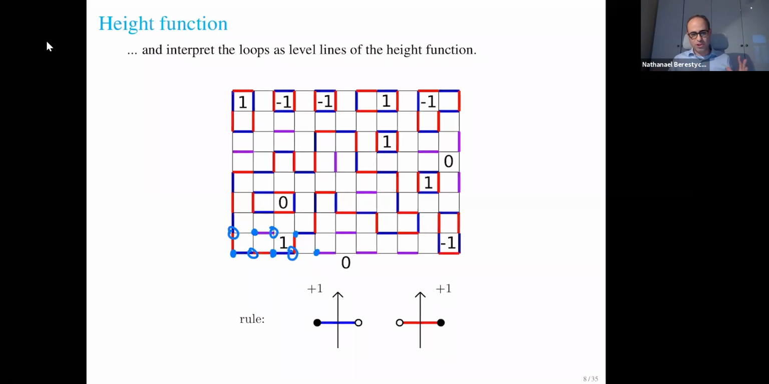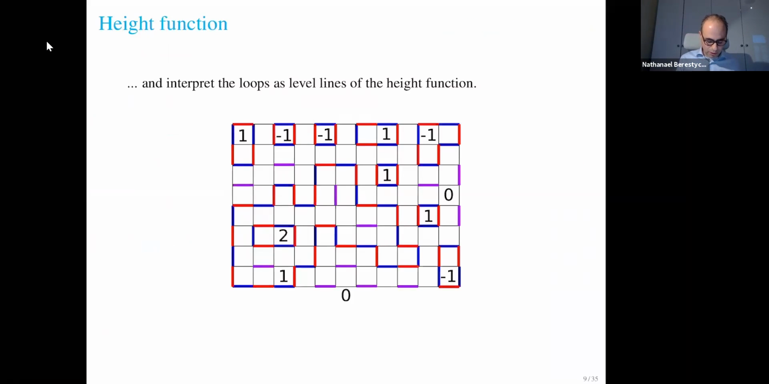You can imagine, for instance, that this represents a map. This is the ocean here. The height is 0, and this is an island. This loop is an island, and you ask yourself, well, in that island, what is the height? In that island, there can be mountains, there can be lakes, and things like that.